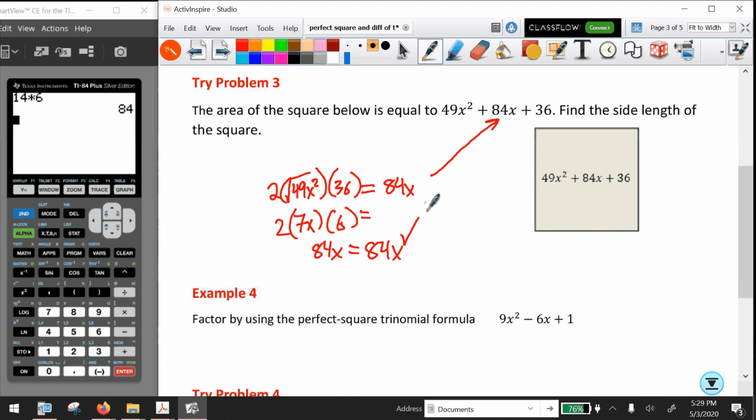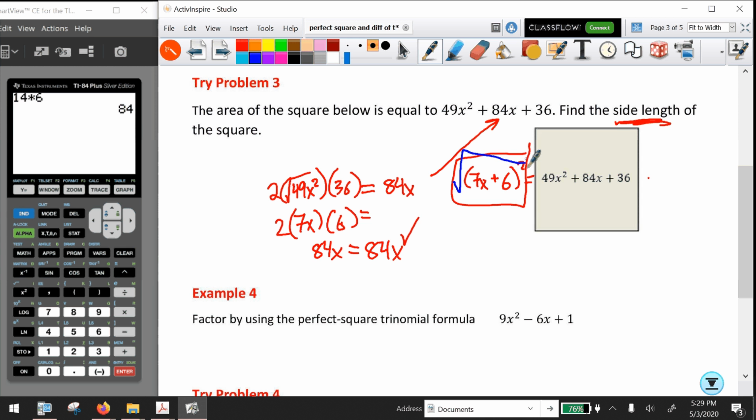A perfect square trinomial can always be factored as a binomial squared. To get that binomial, you simply take the square root of the first term, the square root of 49x squared, which is 7x, the square root of the last term, 36, whose square root is 6, and you use the sign of the middle term, and that's it. They're only asking for one of the side lengths. This is the entire area. To find the side length of a square, if you know its area, you just take the square root. Well, the square root of anything squared just gets rid of that squared.